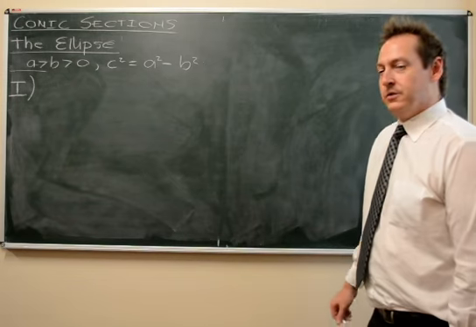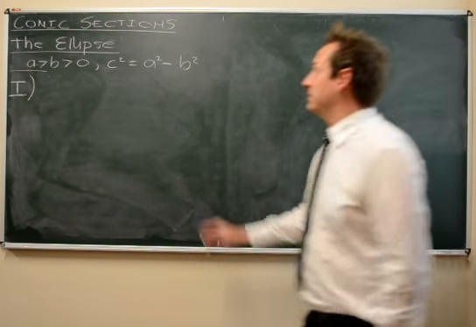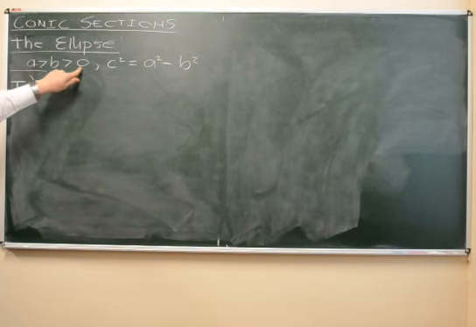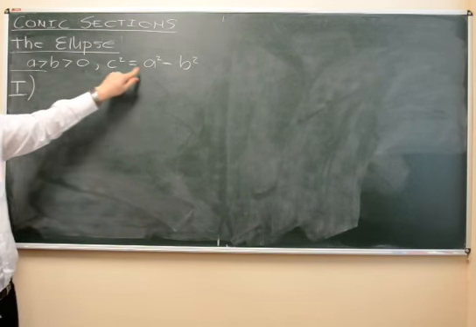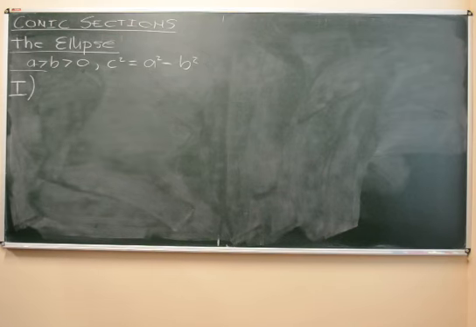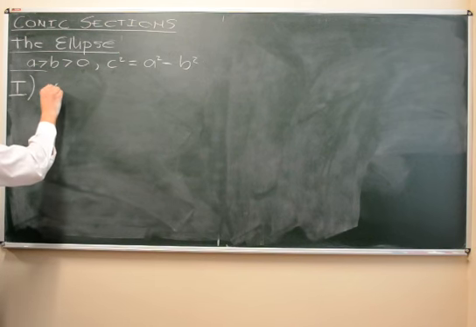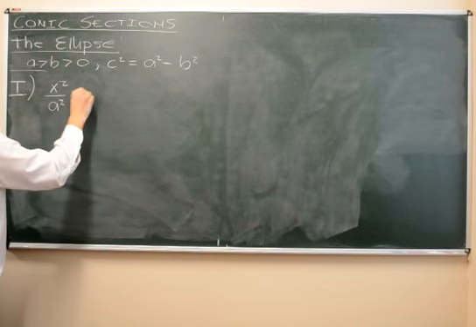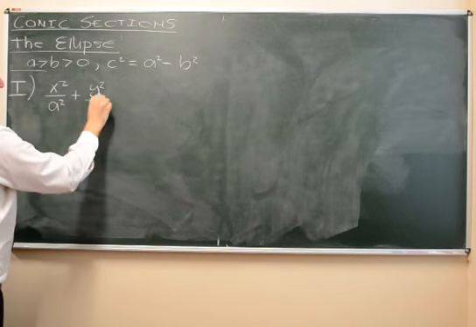Alright, so now let's talk about ellipses. So what is an ellipse? Well, if you take two constants a and b bigger than 0, then you let c squared equal a squared minus b squared. Right? So let's look at the one case first, and then we'll look at the second case.